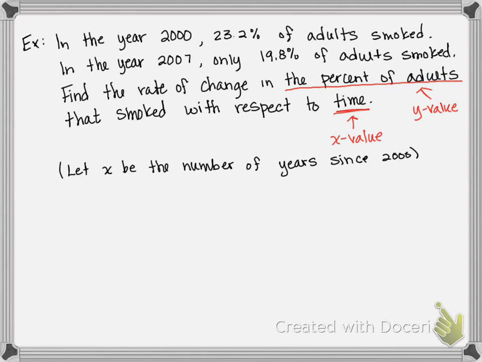So my points are going to be (0, 23.2) and (7, 19.8).